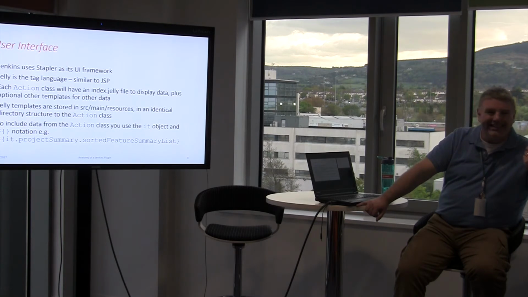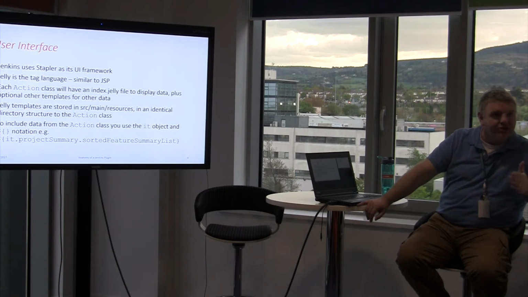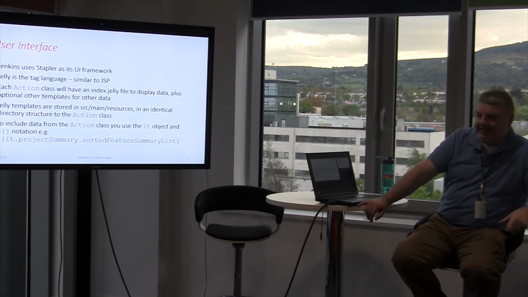Each action class has an index.jelly. So in other words, when you hit that link, it's the index.jelly page that gets loaded. You can also put in other templates for other pieces of data which can be loaded off that page, but every action class must have at least one index. It's stored in a Maven build. It's stored in source main resources in an identical directory structure. So in other words, if your package is com.dnb.cucumber, it must be the same directory structure within source.main resources to access the index.jelly.